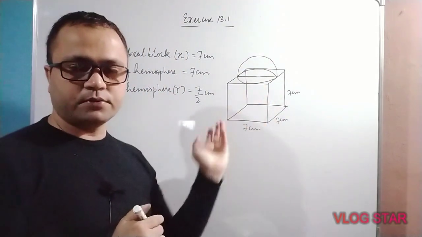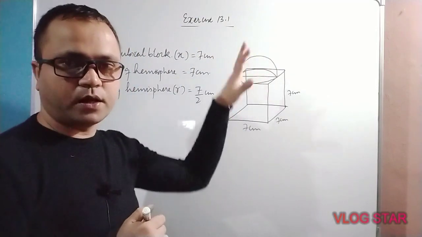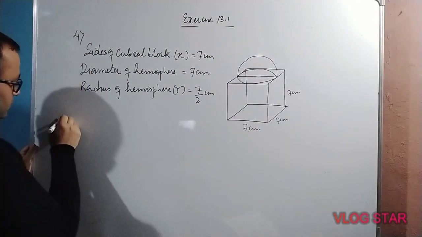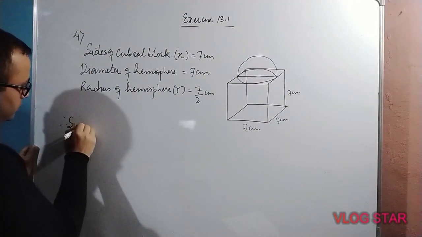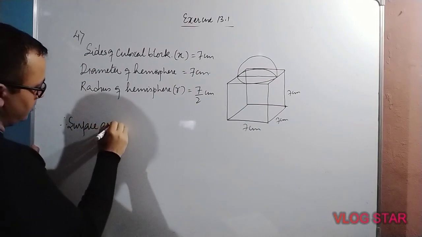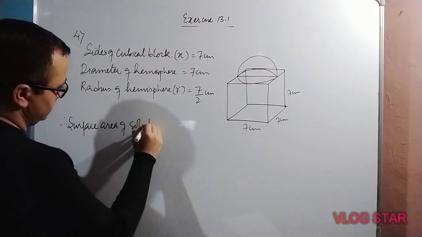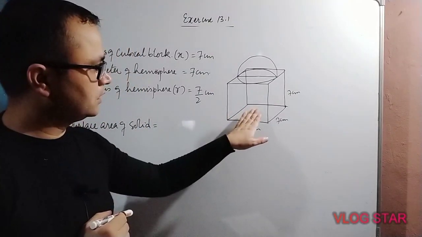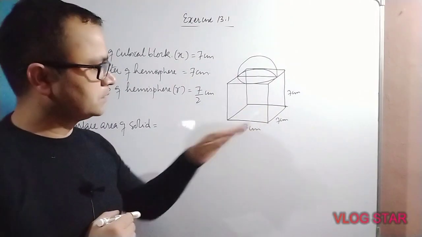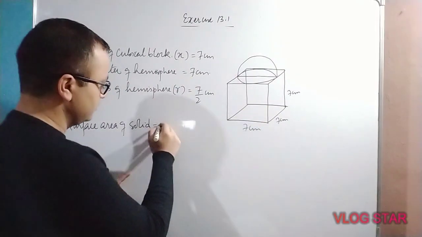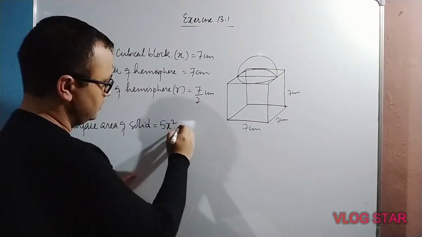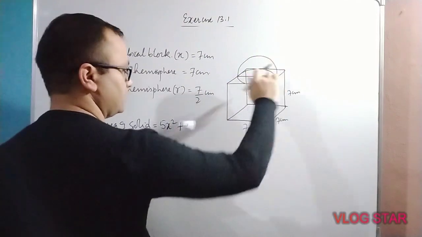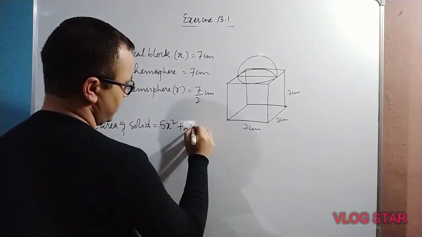How many faces are left after covering the face? So five faces are left. Therefore the surface area of the solid equals the area of 5 faces, which will be 5 into side square, 5x square, plus the CSA of the hemisphere, 2 pi r square.